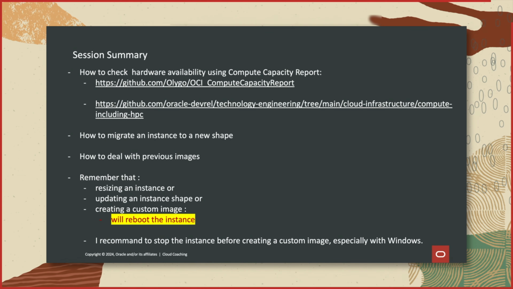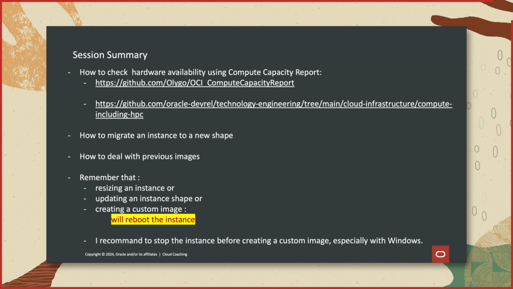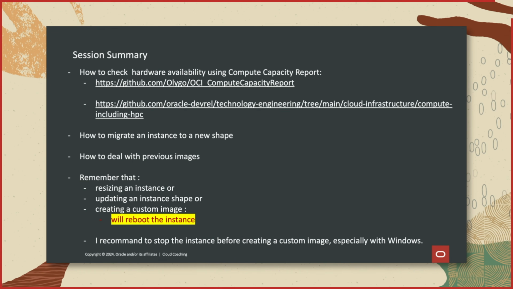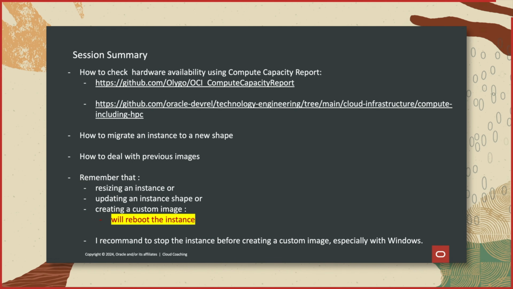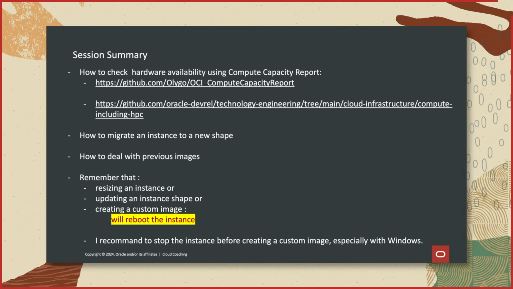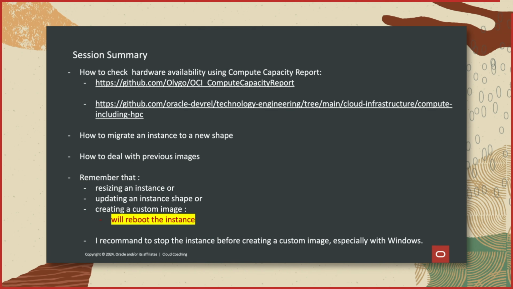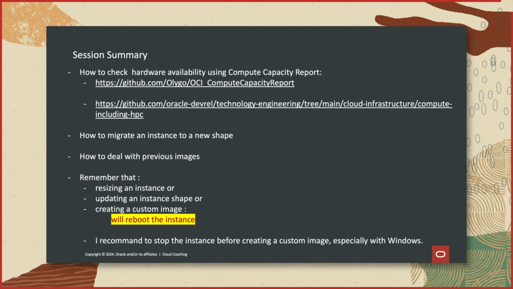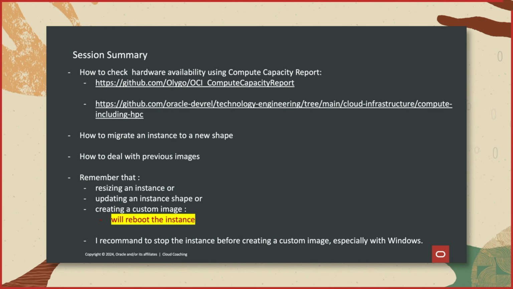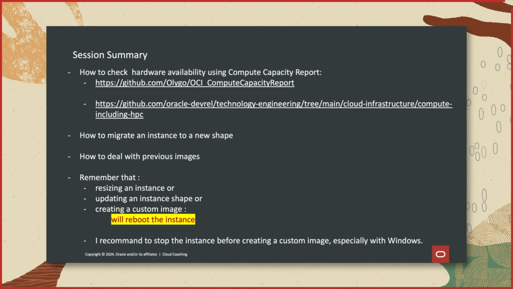So, session summary. During this session, we learned how to verify the availability of new shapes in a specific region using the script provided in my GitHub repository. We also covered the process of upgrading a shape from a previous generation to the newer one, and how to manage previous images that do not support the new shape. It's important to remember that resizing or updating an instance and creating a custom image will always result in the instance being rebooted. It is recommended to stop the instance before creating a custom image, especially on Windows.